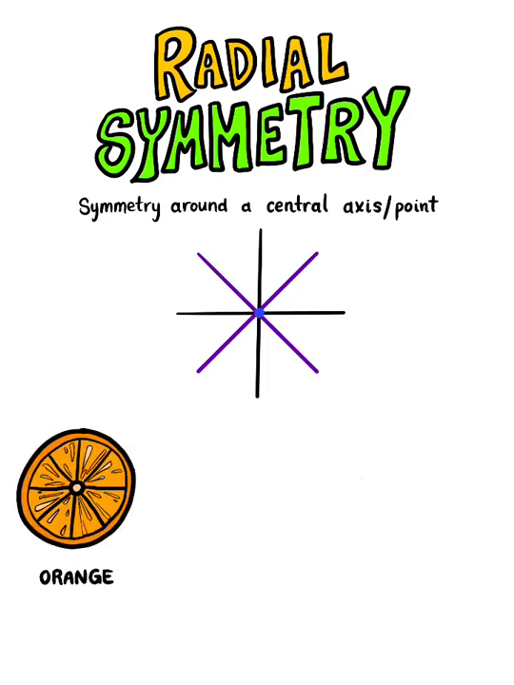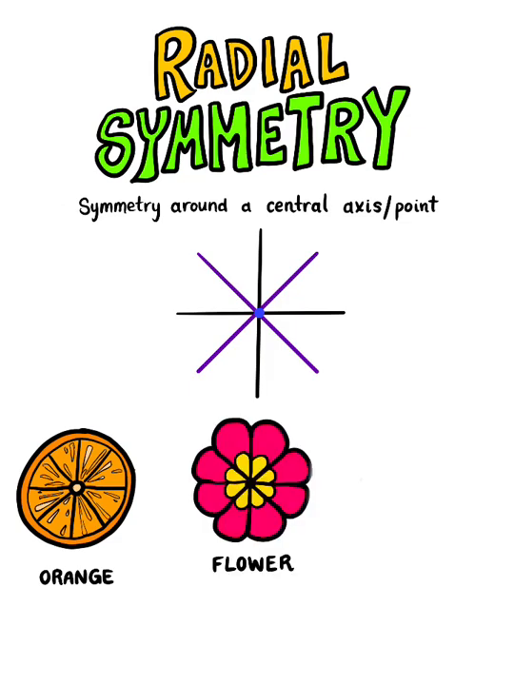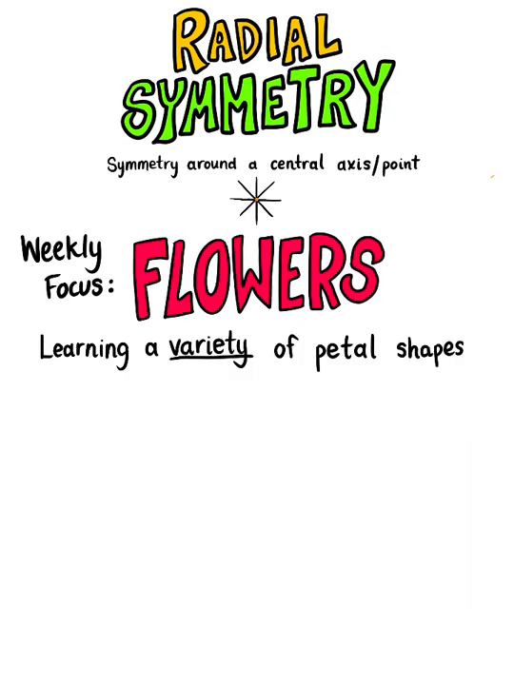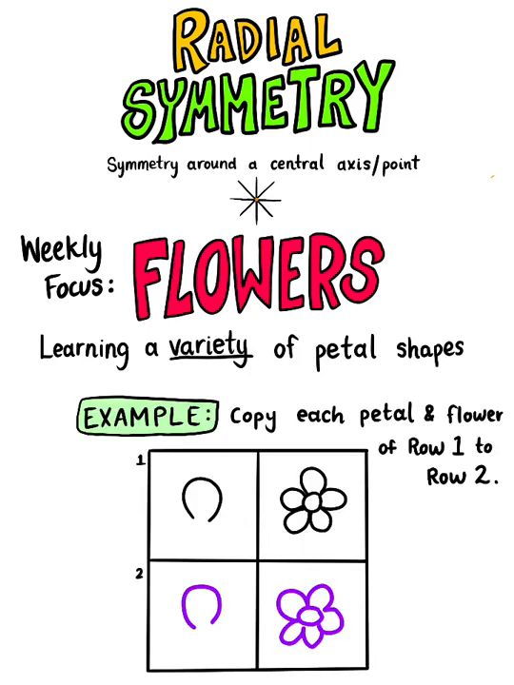There are many things in nature that show radial symmetry, but a few examples are an orange, a flower, and a snowflake. So this week we are going to be looking specifically at flowers. And we are going to try to focus on showing a variety of flowers. So to do that, I'm going to teach you 5 different petal shapes that we can use to kind of mix up the arrangement of flowers we make in our art.